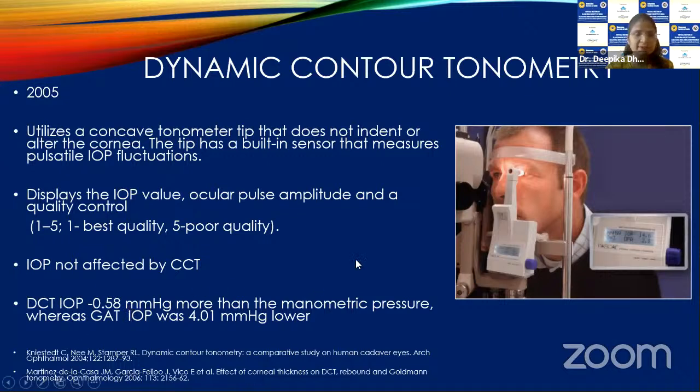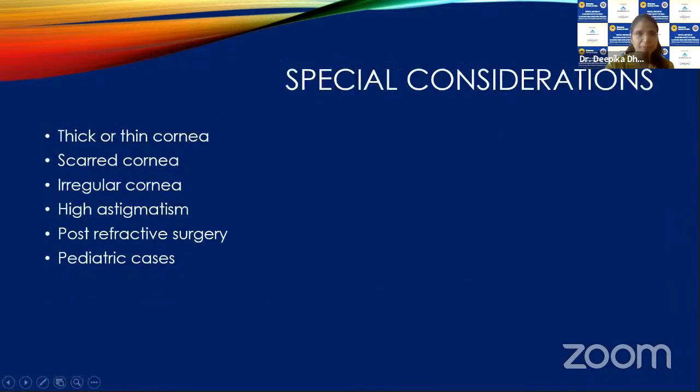It has been found in studies that DCT IOP is higher than manometric pressure, by about 0.458 millimeters, whereas GAT IOP was found to be 4 millimeters lower. It has been found to be the most accurate of all, but still it is not widely used because of its cost. And in many cases where the cornea is not so good and is irregular, it may not give values because of poor quality, so it is still not used.